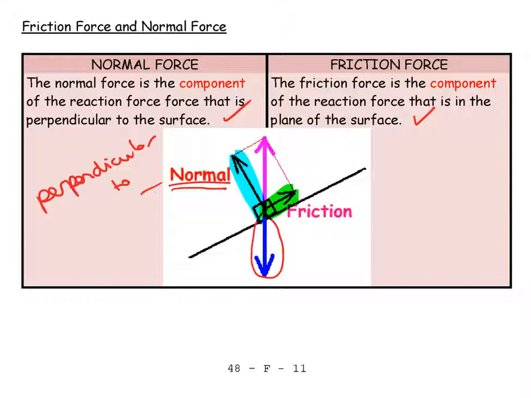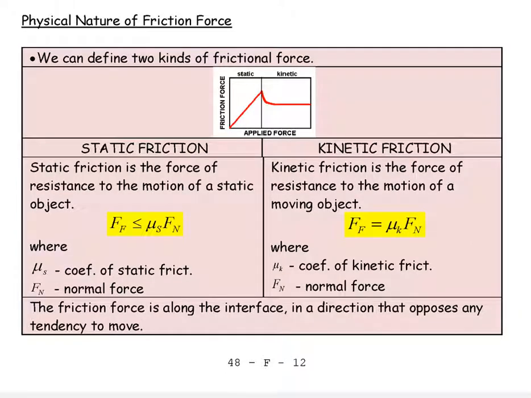If it is moving down the slope, then clearly the frictional force is pointing up the slope. Conversely, if I had an applied force that was pushing this block up the slope, the frictional force would be down the slope. So it opposes the tendency to motion. I can actually study frictional forces, and I can link them to the physical characteristics of the two objects' interface, the surfaces. So we said the physical nature of a friction force. We can define two kinds of frictional force.